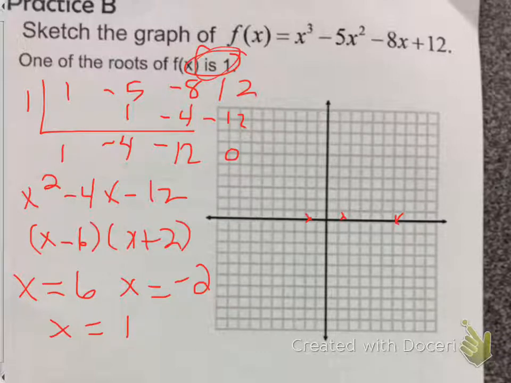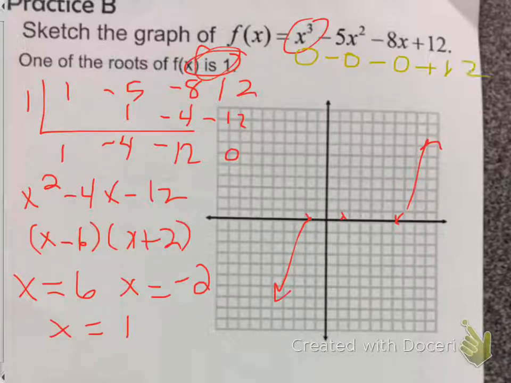I can then look at my end behavior to see where my graph's starting and ending. It's a positive 3 as my degree and a positive 1 out front. So I'm going to start down over here and up over here. And if I substitute in 0 in order to find my y-intercept, it would be 0 minus 0 minus 0 plus 12. So that's off my graph again. But I would just come up here to a positive 12, sketch my graph through there, just something like that for my solution.